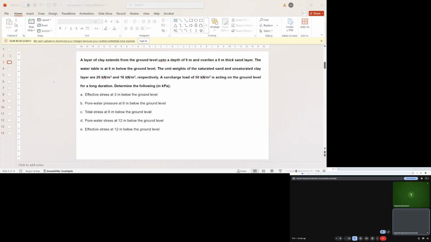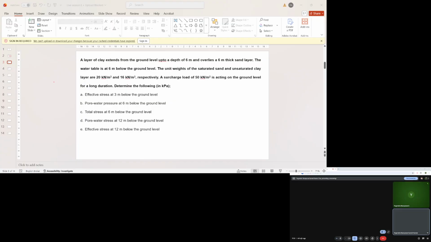The pore water pressure is going to be zero. The surcharge is going to exert pressure at each point below the ground level, so that will be a constant load of 50 kilonewtons per meter square, independent of depth. The remaining part is the overburden, which varies with the depth and has a unit weight of 16 kilonewtons per meter cubed, which is gamma into Z. So we get 98 kPa.